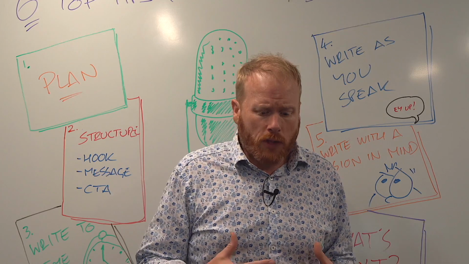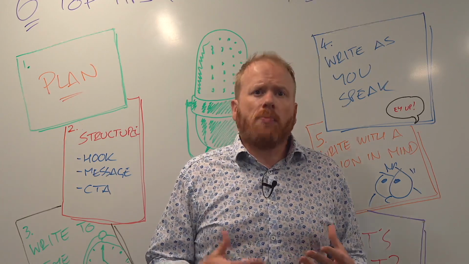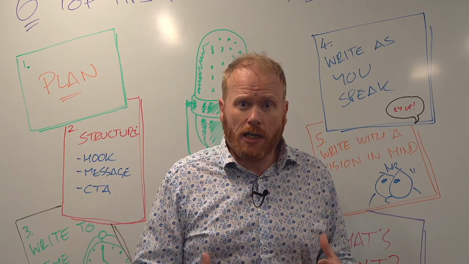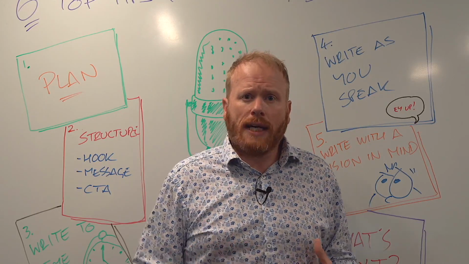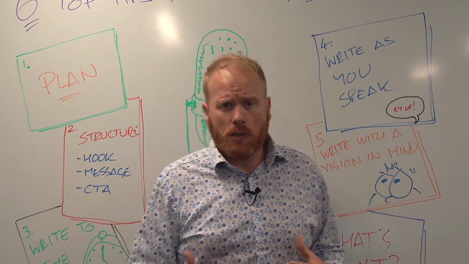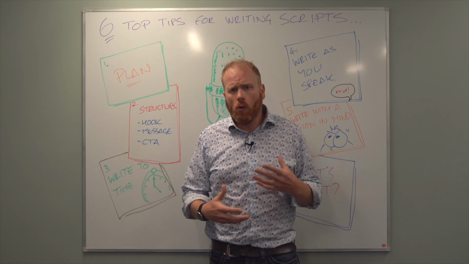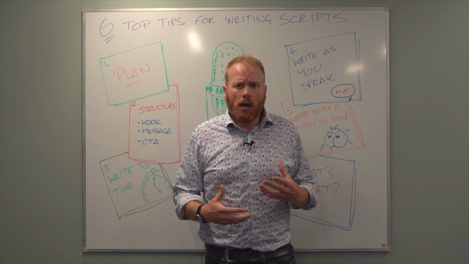Tip number 2 is about structure. When we come to writing scripts, we tend to break them down into 3 parts. We've got a hook, a really engaging upfront hook. Then we've got the key messages of what we're trying to get across, whether it's about a product or a service. And then we've got a strong call to action. We always structure our scripts in that way.